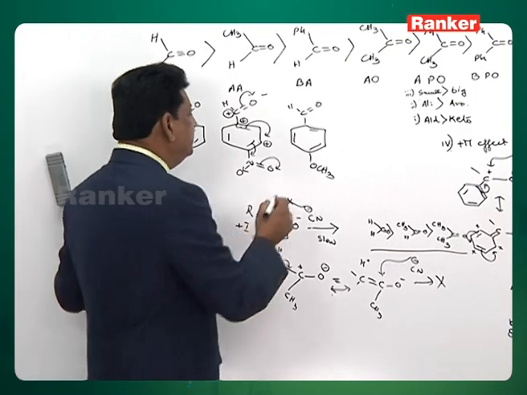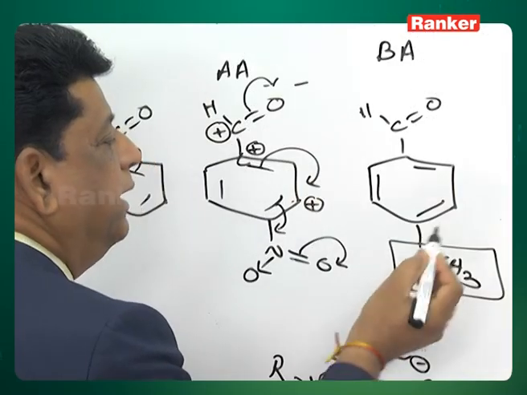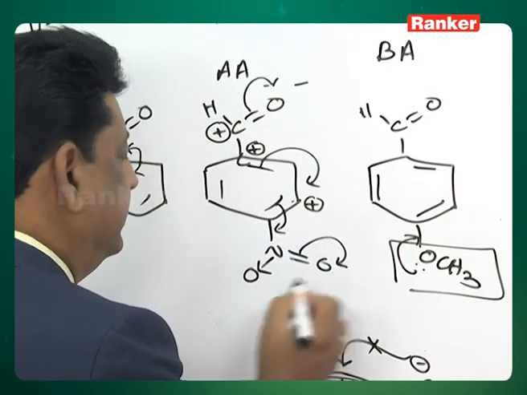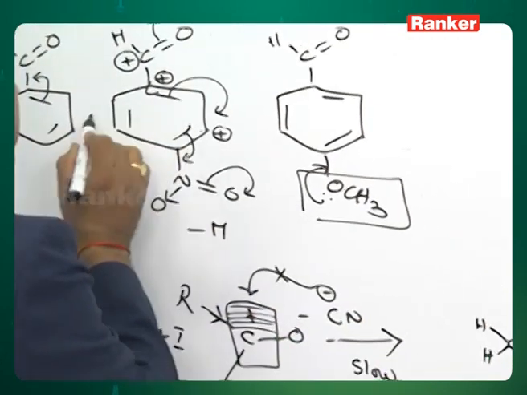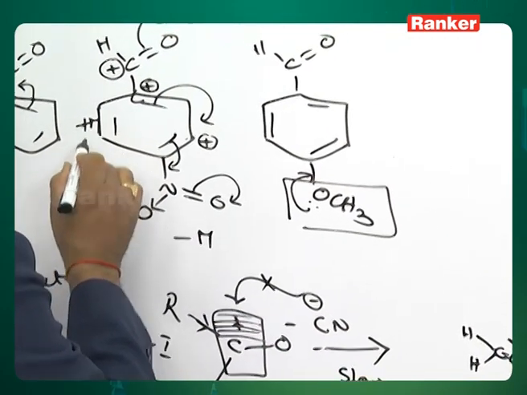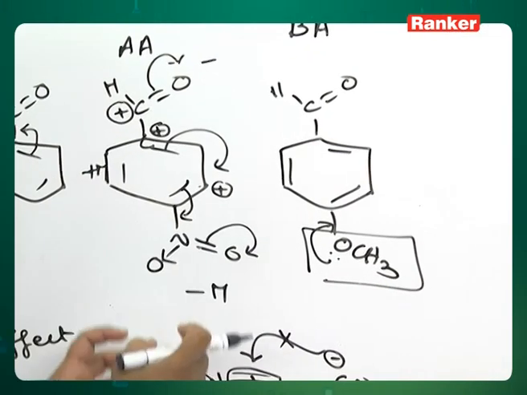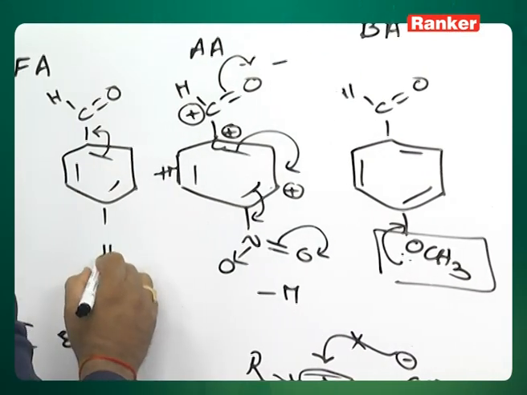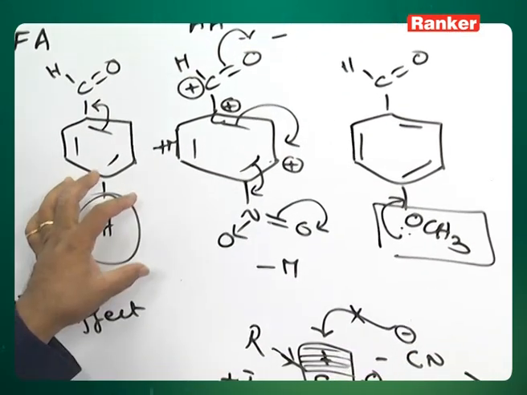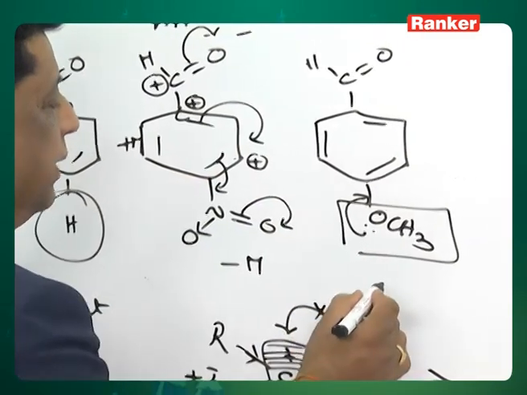Whereas methoxy makes a donation, plus M effect. This is minus M effect. Originally benzene is plus M. The plus M is attached with minus M. So therefore we are judging, in fact, the influence of the group. There is a minus M group, there is a plus M group.